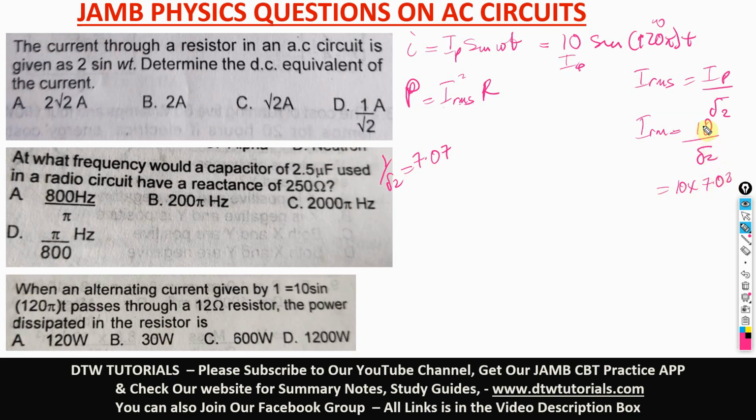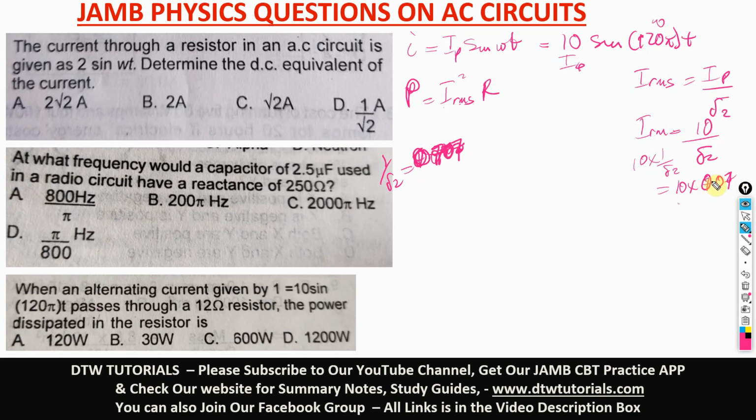Okay, because this is 10 over 1 over root 2, which is the same as 10 times 1 over root 2, which is 10 times what? Sorry, not 7.02, I mean 0.702. I'm sorry, not 7.02, 0.70. Okay?